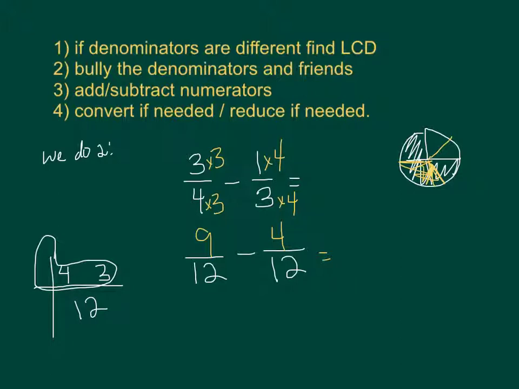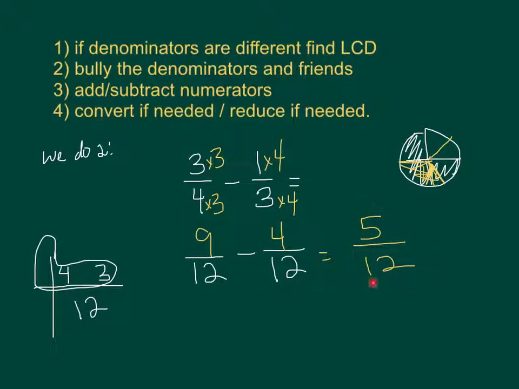Now I have two fractions with the same denominator, so they've been cut up the same way. And I can go ahead and subtract, in this case subtract the numerators. 9 subtract 4 is 5. And your denominator stays the same because your pizza is all cut the same way, so it still stays a 12. Final step, convert if you need to.